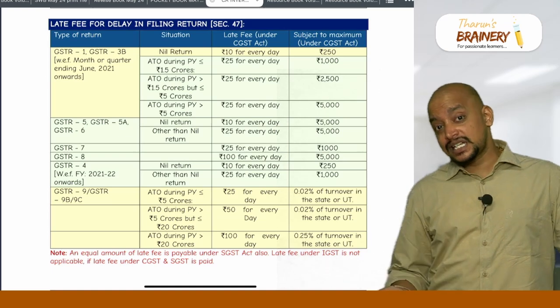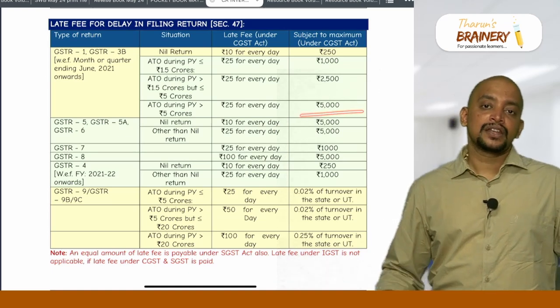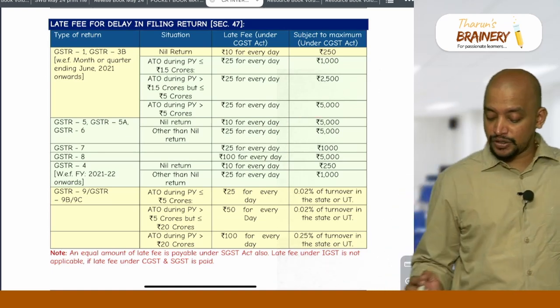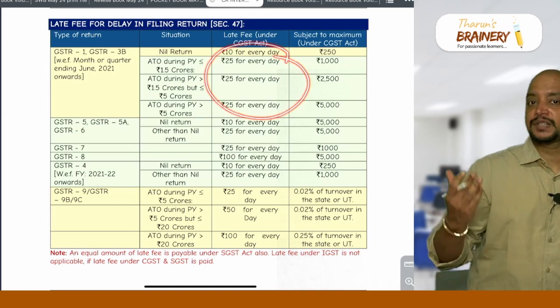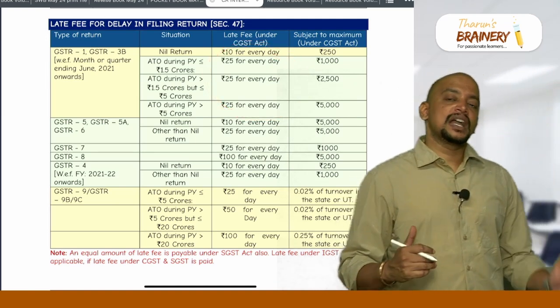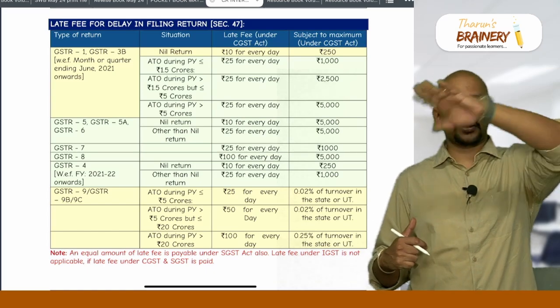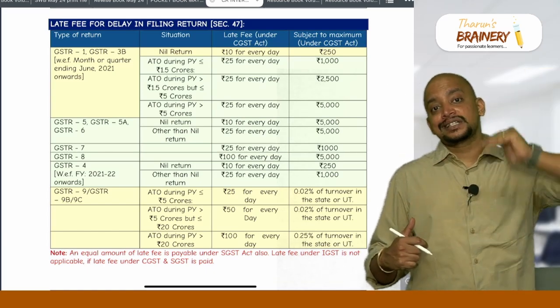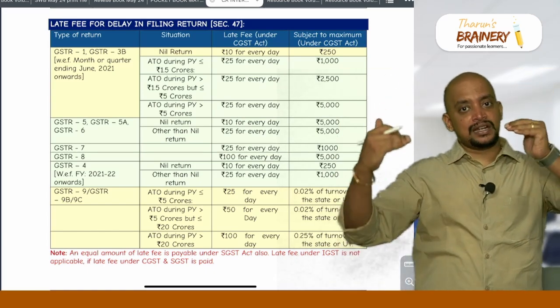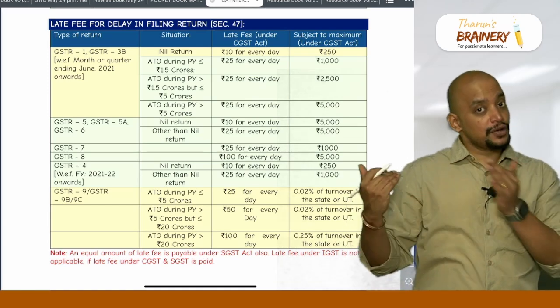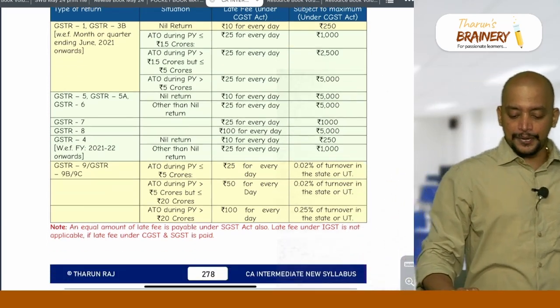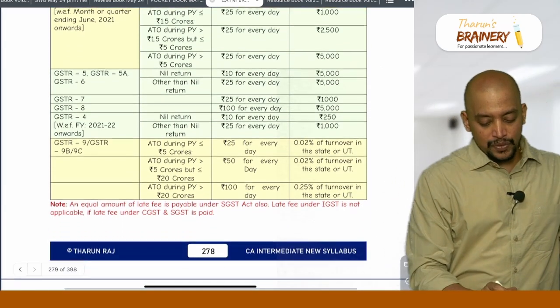If it exceeds 5 crores, then 5000. So this maximum amount you need to remember, because per day late fee will be the same, 25 rupees per day. But the maximum: if the aggregate turnover exceeds 5 crores, 5000. Does not exceed 5 but exceeds 1.5, 2500. It does not exceed 1.5 crores, 1000. Okay. Then this is common for GSTR1 and 3B.